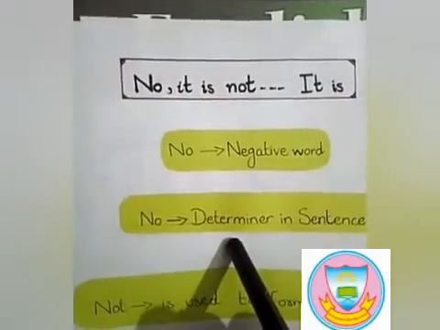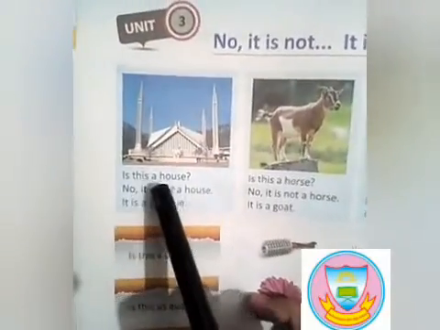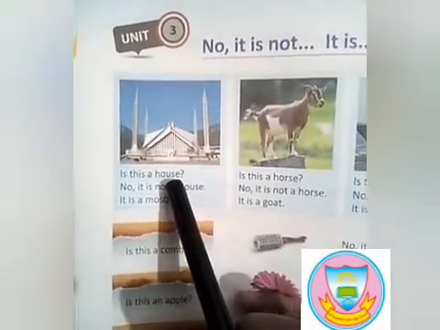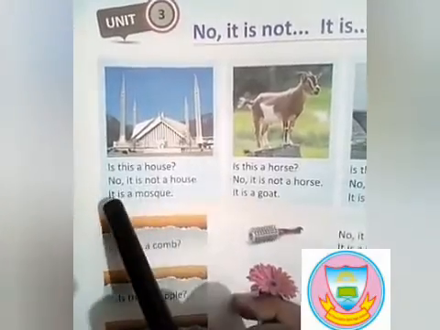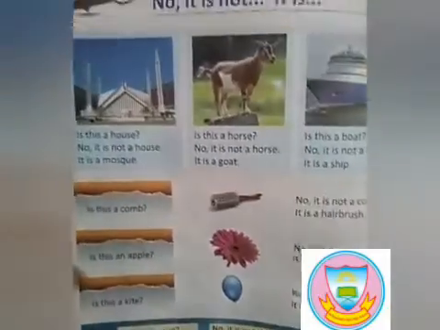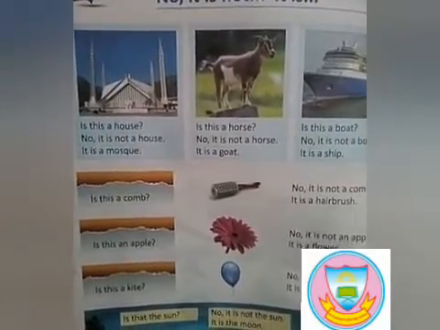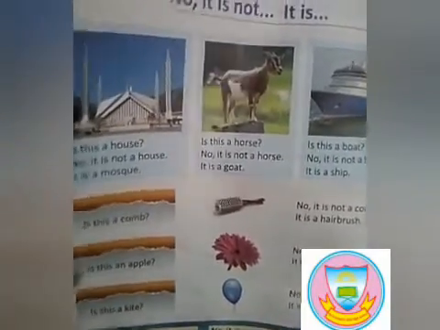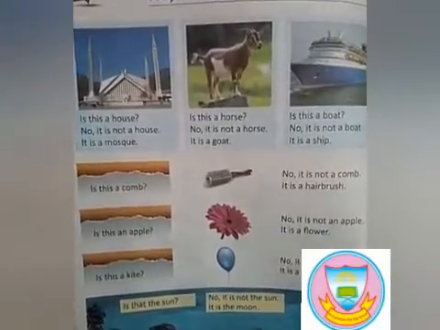Let's look at the book. Here, "Is this a house?" "No, it is not a house. It is a mosque." So students, I hope you all understand the use of "no", "it is not", and "it is" clearly. Explore the rest of the reading on your own.